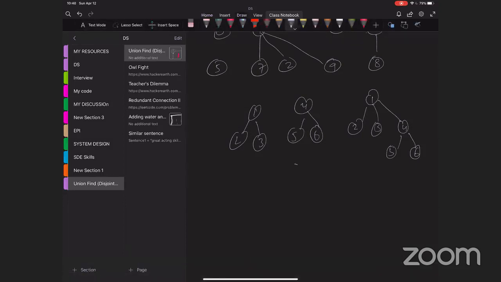So, Bhavesh, you said we increase the size. Do we increase the size by 1, or do we increase the height by 1? Height by 1. Okay, so not the size by 1. That's correct. Okay, thanks for that.